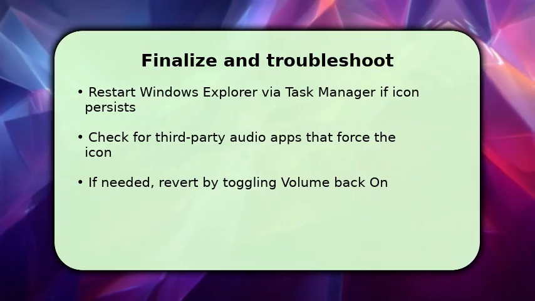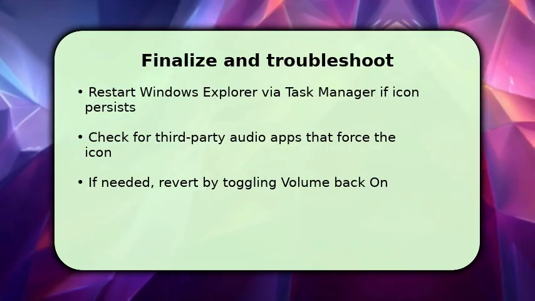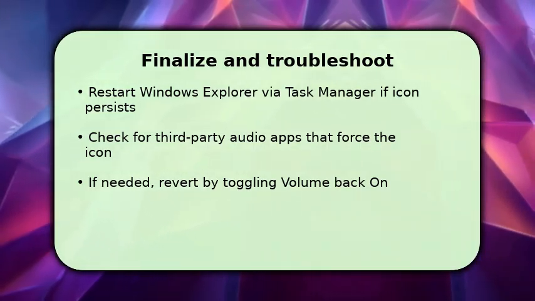Disable their tray option. If a change broke functionality, simply return to the same taskbar settings and toggle volume back on. One key troubleshooting tip: reboot once.